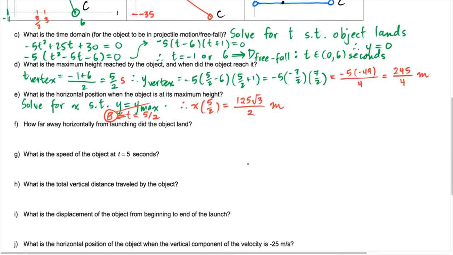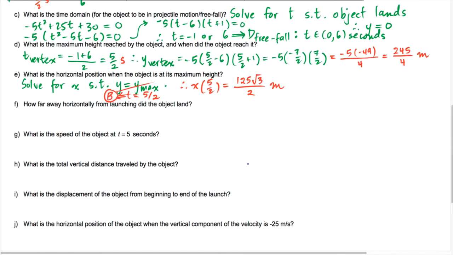Okay, moving on to the next question. How far away horizontally from launching did the object land? How far away sounds like distance. And in this case, we solve for distance. Well, it's horizontal distance. We should be really clear about that. Solve for horizontal distance such that the object lands.